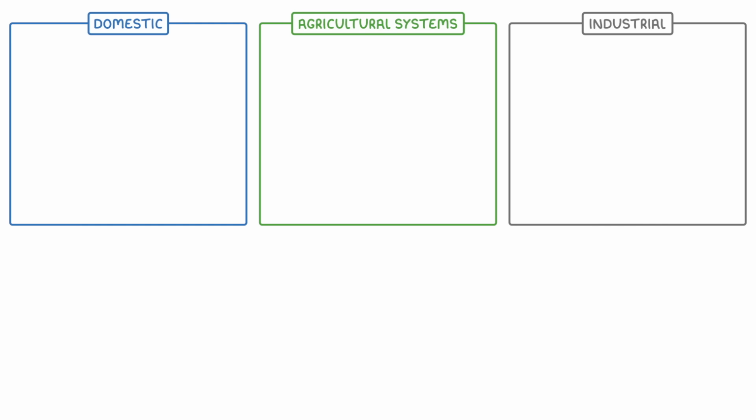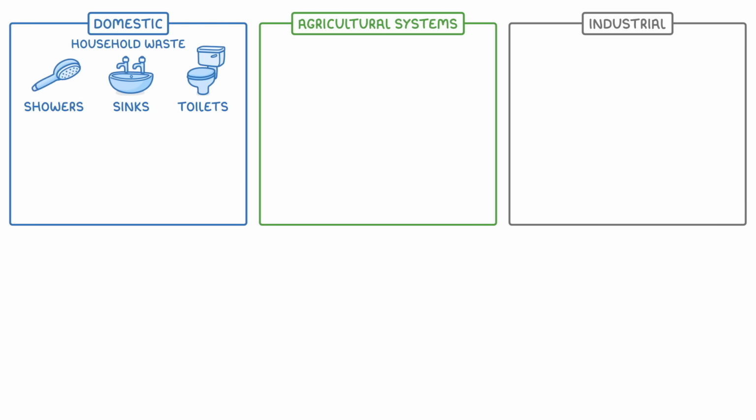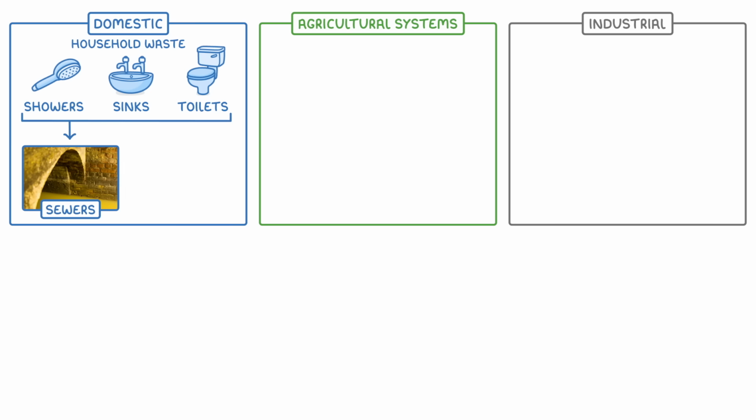Let's start with the three main sources of wastewater that you need to be aware of: domestic, agricultural systems, and industrial. Domestic waste is probably the one that you're most familiar with, as it just refers to household waste, like the water from your showers, sinks, and toilets. As soon as this water gets flushed down the drain, it goes into the sewers and heads for sewage treatment plants, which we'll see later.